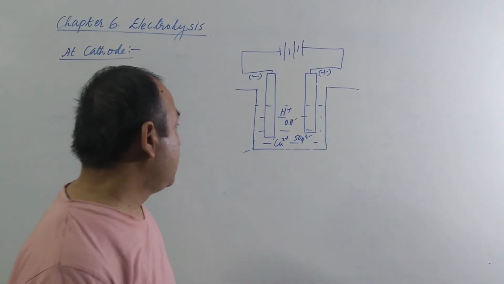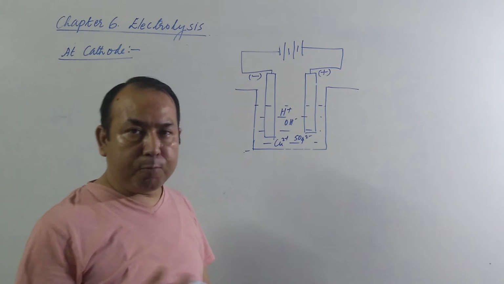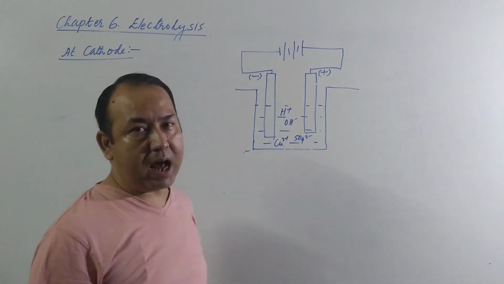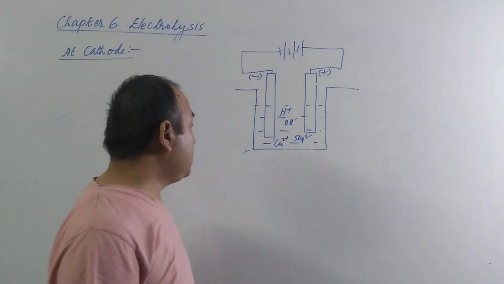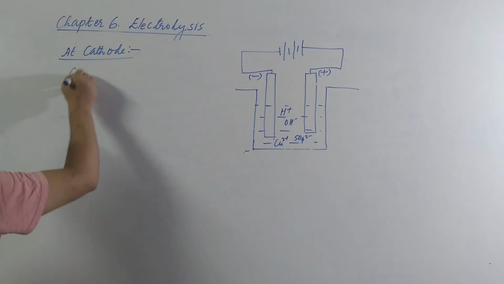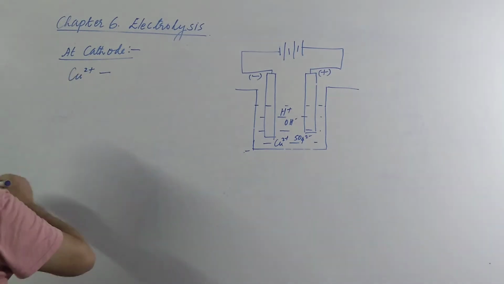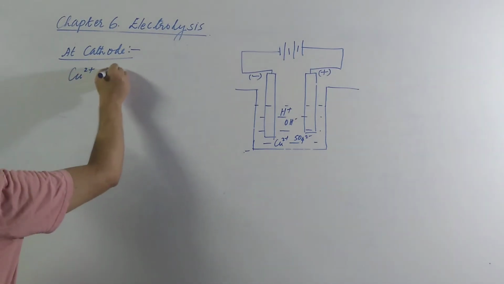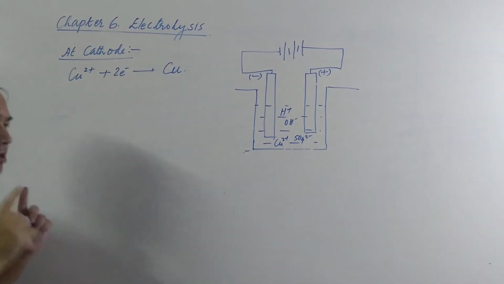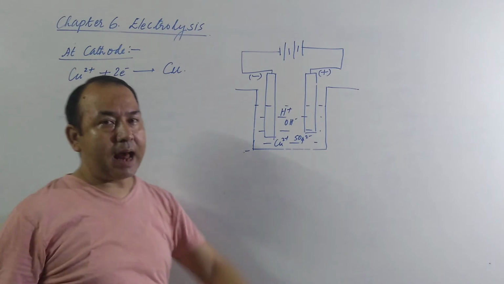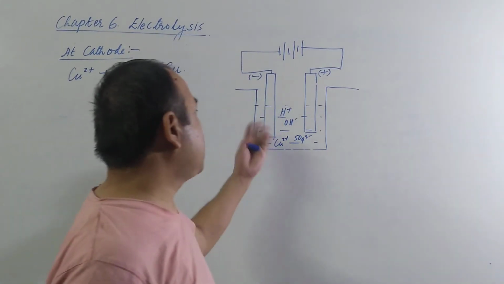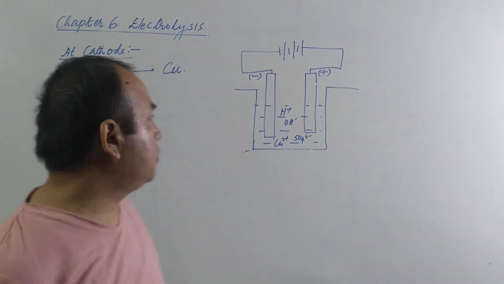But as copper ion occupies a lower position in the electrochemical series as compared to hydrogen ion, the copper ion will get discharged. Hydrogen ion will not get discharged. The copper ion will receive 2 electrons and thereby form a copper atom, and these copper atoms get deposited over the cathode. So copper starts getting deposited over the cathode.